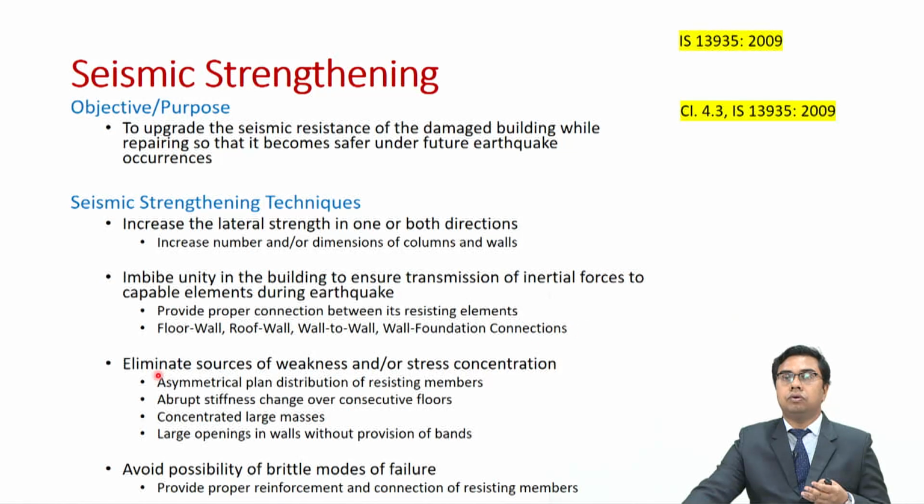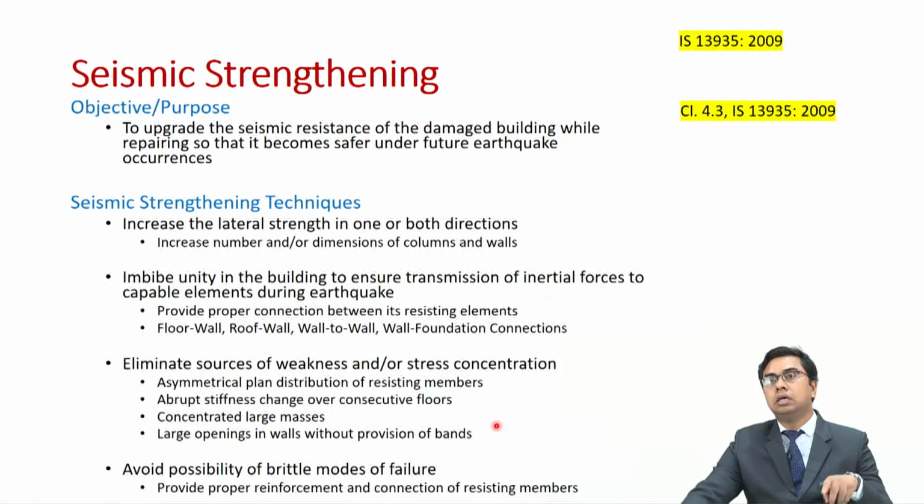We can also try to eliminate sources of weakness or stress concentration. What are these? Asymmetric plan distribution of resisting members, abrupt stiffness change over consecutive floors, concentrated large masses, large openings in walls without provision of bands. So, we will try to eliminate these sources of weakness as they add to stress concentration around them, and we want this stress concentration not to be happening in our building.